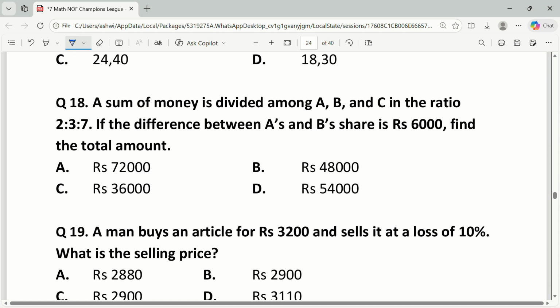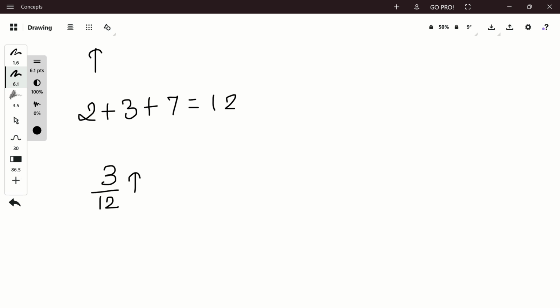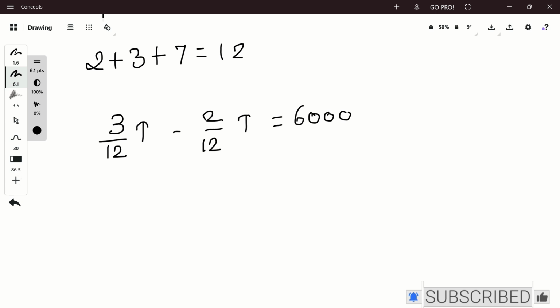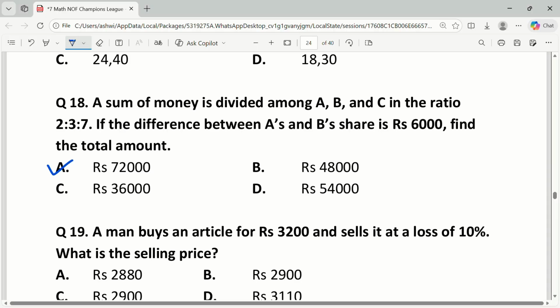Question 18. A sum of money is divided among A, B and C in the ratio of 2:3:7. The difference between A's and B's share is 6,000. Find the total amount. Let the total amount be T. The shares of A, B and C are in the ratio 2:3:7. So the total ratio parts are 2 plus 3 plus 7, which is equal to 12. The difference between A's and B's share is 6,000. That is 3 upon 12 T minus 2 upon 12 T is equal to 6,000. Solving for T, we have 1 upon 12 T is equal to 6,000. That is T is equal to 72,000. Comparing with the options given, the answer is A, rupees 72,000.